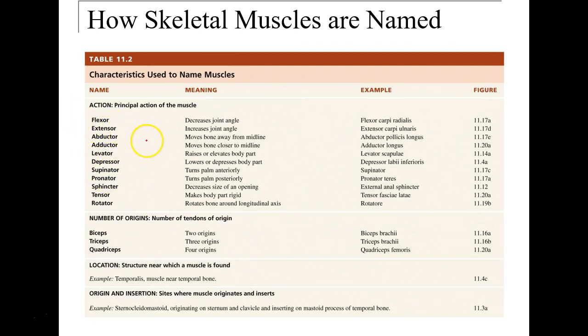So flexor, if a muscle has flexor in it, it decreases the joint angle. The opposite would be extensor. It increases the joint angle.